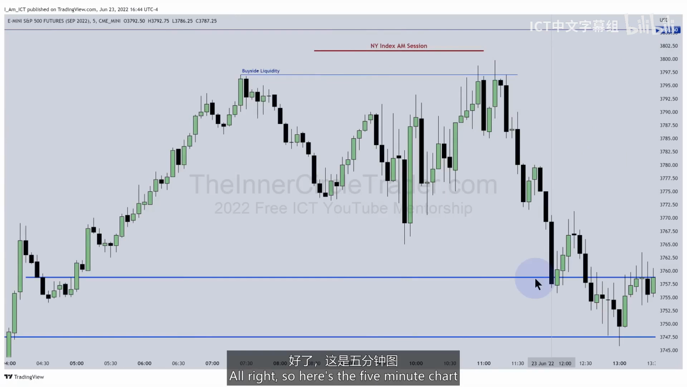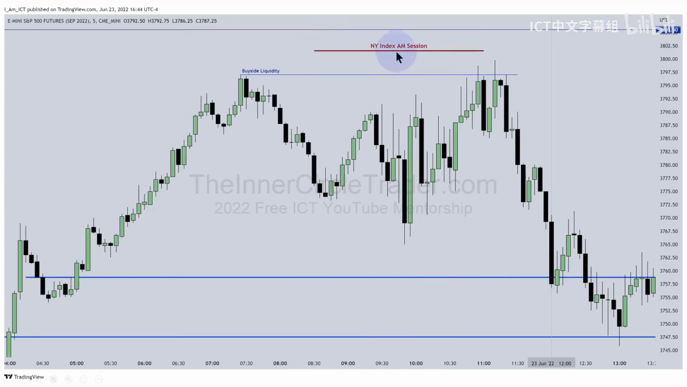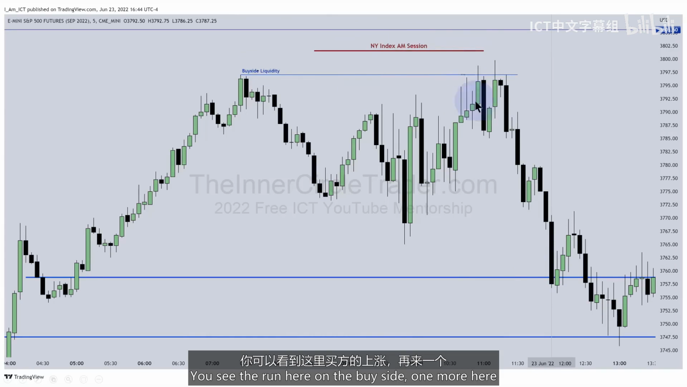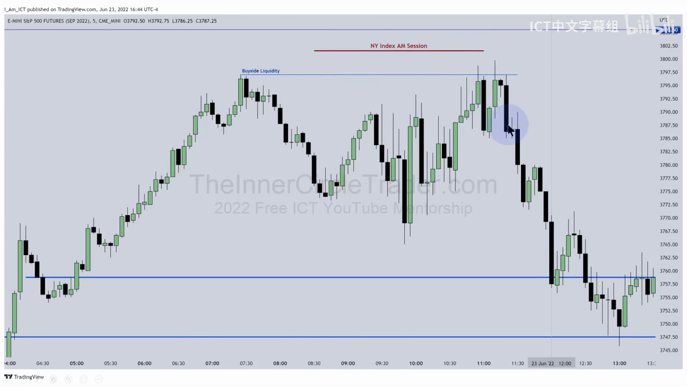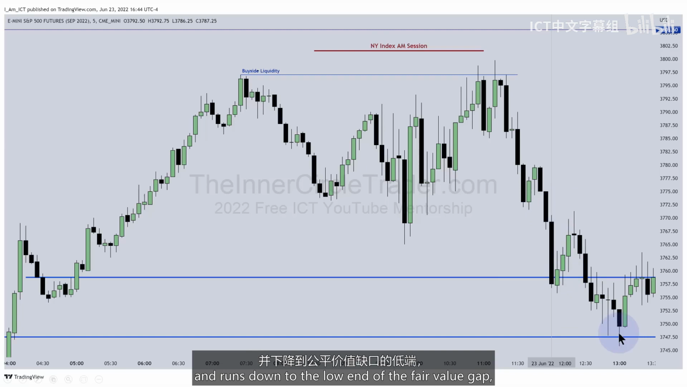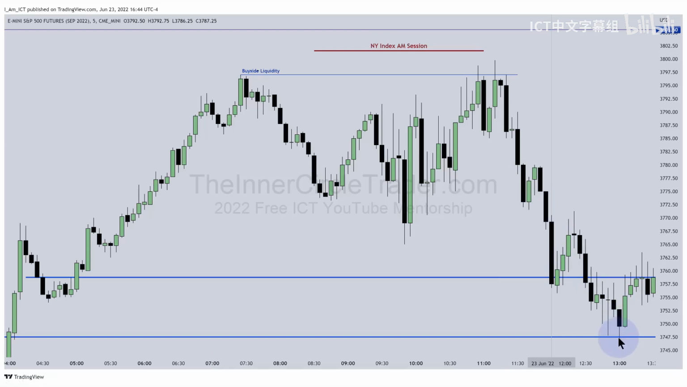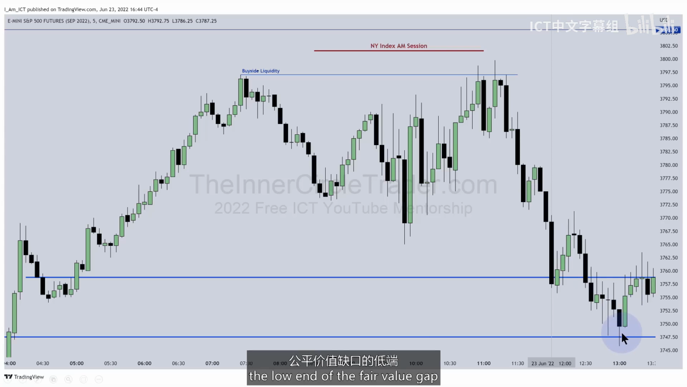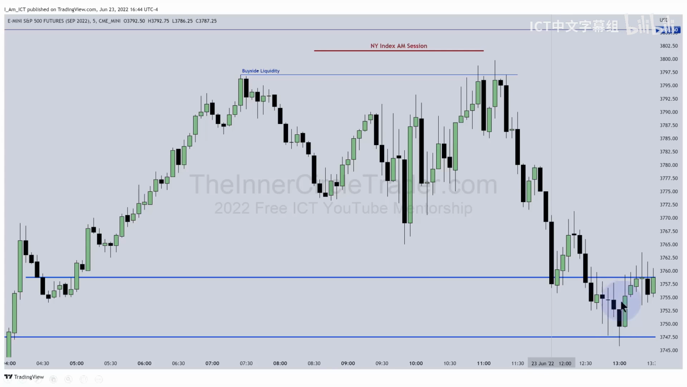All right, so here's the 5-minute chart zoomed in with the morning session. You see the run here on the buy side, one more here, and eventually breaking down. Displacement, small little fair value gap here, rolls down into the fair value gap here, and then once again, returning back up into an imbalance, then runs down to the low end of the fair value gap, turning basically at the low of the session at the low end of the fair value gap at 1 o'clock. So closure of lunch time hour, it creates that low.